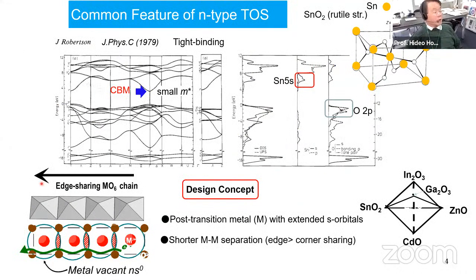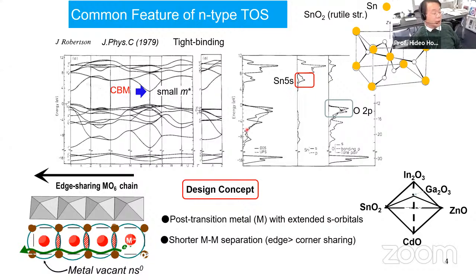Okay, let's move on. The common feature of N-type oxide semiconductors: oxide semiconductor is mostly N-type. Why N-type? The reason is quite simple. This is a pretty old paper, 40 years ago, in which John Robertson published a good paper on why tin dioxide shows high mobility conduction. This is a calculation by the tight binding method. We focus on the bottom of the conduction band, which is dominated by the tin 4s orbital.